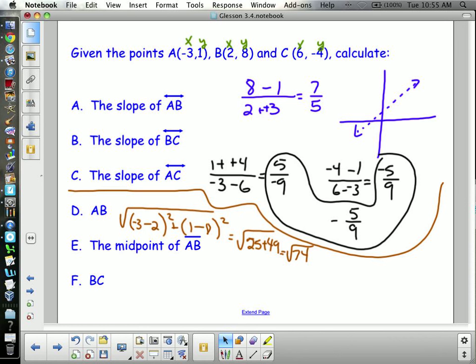Midpoint of AB, you're going to get some fractions. They're halves, it's not bad.